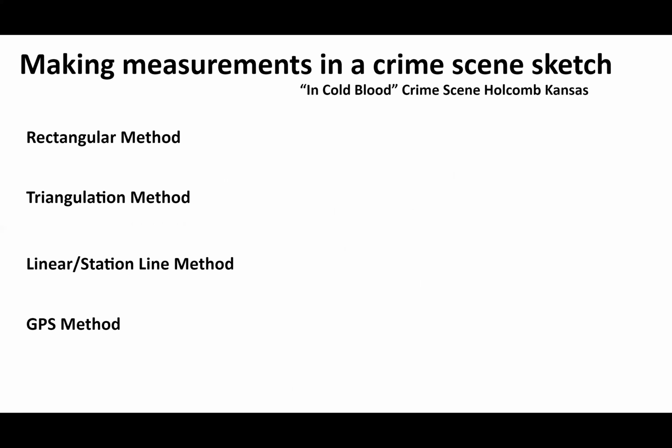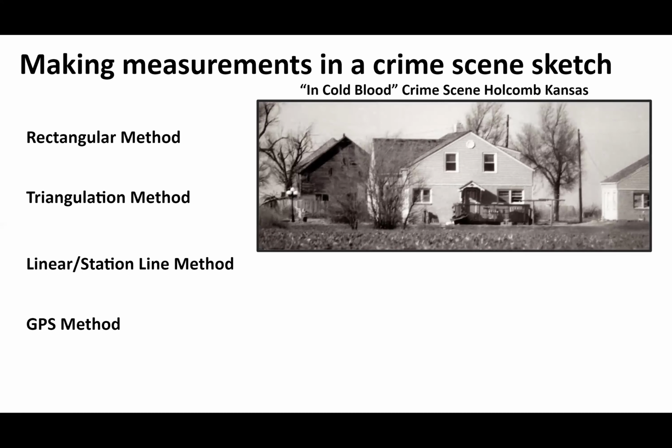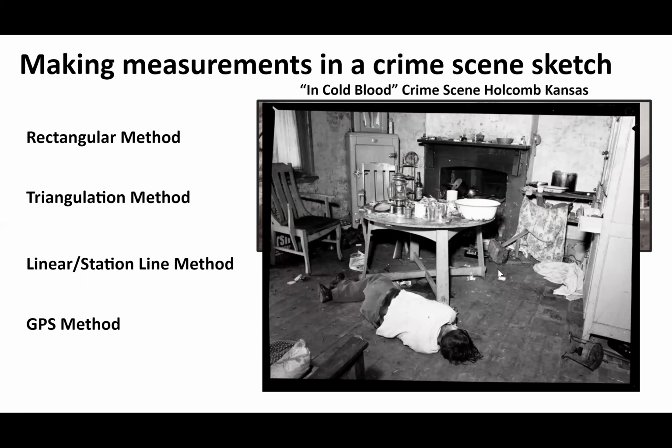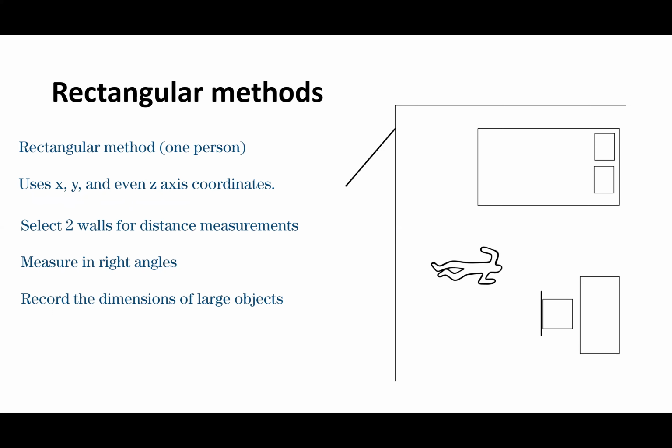Okay, so measurement methods. There are the rectangular method, the triangulation method, the linear station line method, and the GPS method. So here's an example of the In Cold Blood crime scene in Holcomb, Kansas. This outside scene here, and then the indoor scene here. So you would have to make a sketch of both. And what methods would you use? Different methods for each one. All right, so what are the methods?